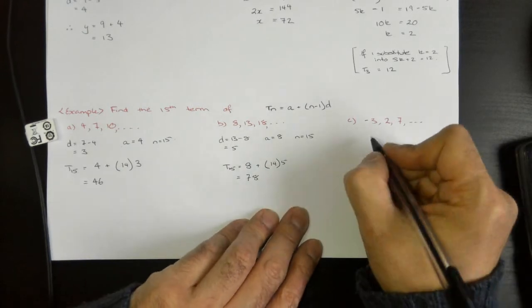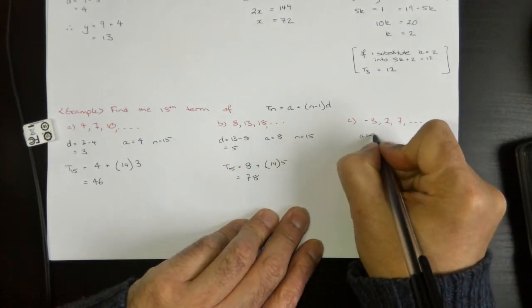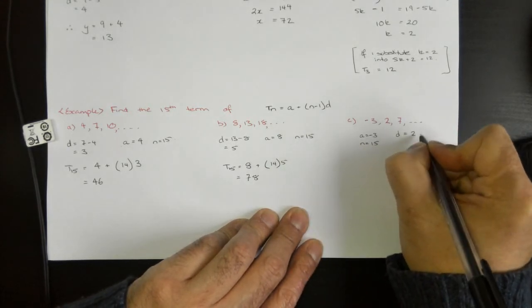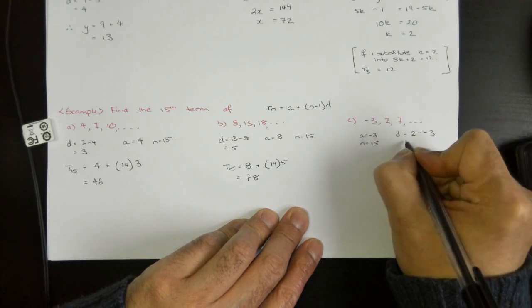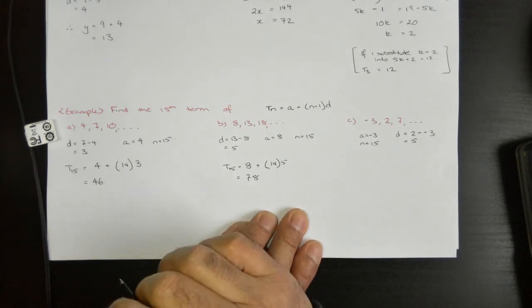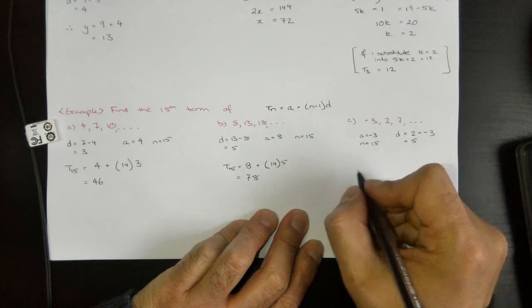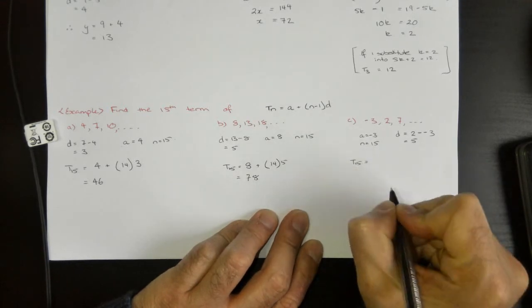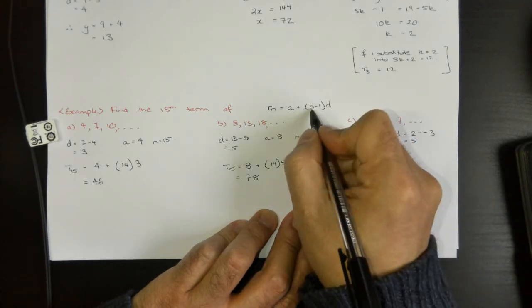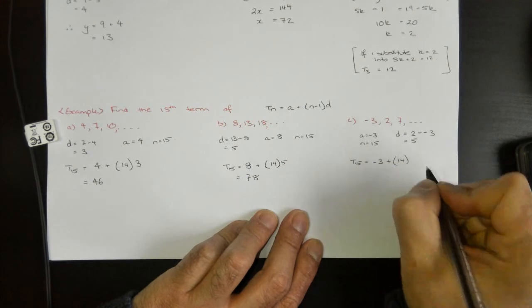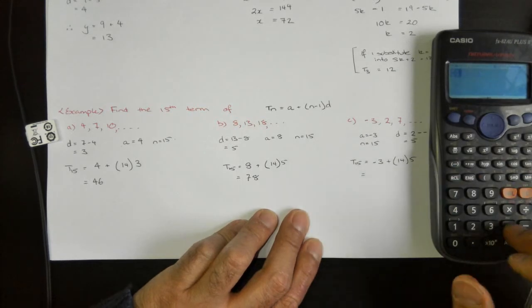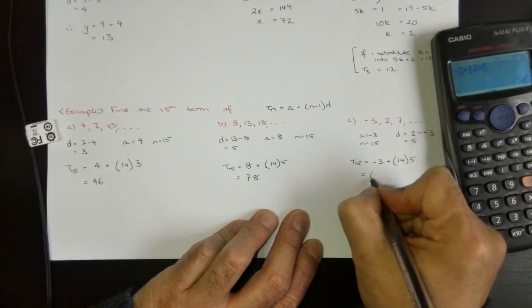Okay, so in this case, a is negative 3, n still will be 15, but d is going to be 2 minus negative 3, which gives me a positive 5. And so T15 will equal my first term, negative 3, plus 15 minus 1 is 14, d is 5, so negative 3 plus 14 times 5 is 67.